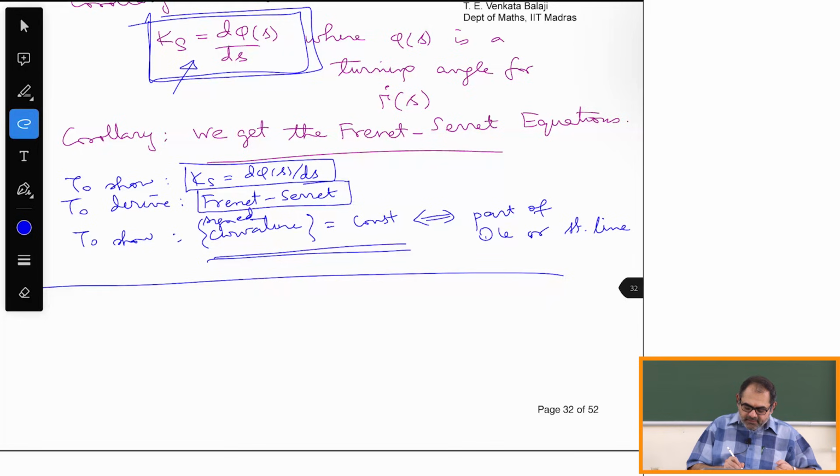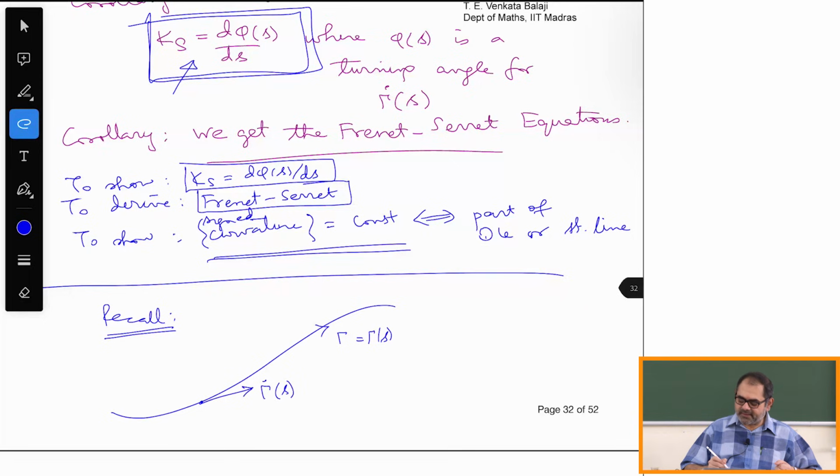Okay, so let me say the following thing. Recall how we defined it: I have this curve gamma equal to gamma of s. If you give me some point, then this is gamma dot of s, the tangent vector, and the norm of gamma dot is always 1. So this is the unit speed curve. All right, and so this gamma dot is a unit vector.